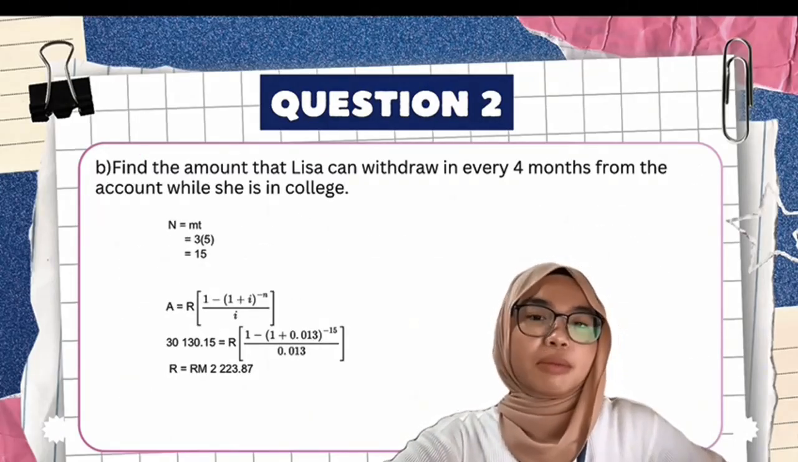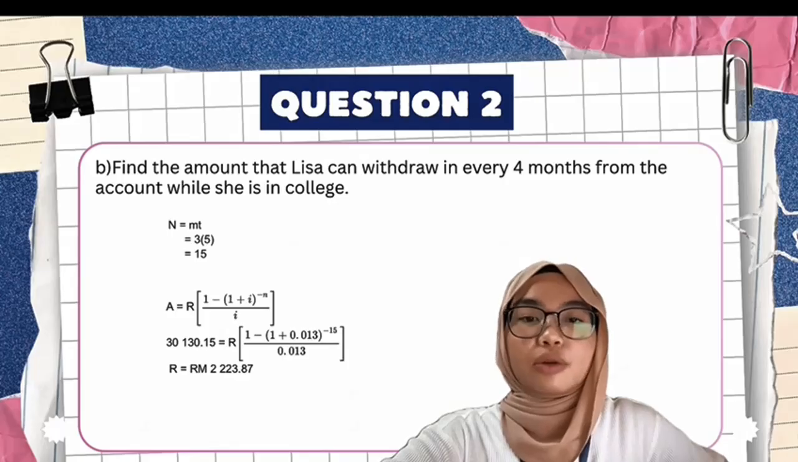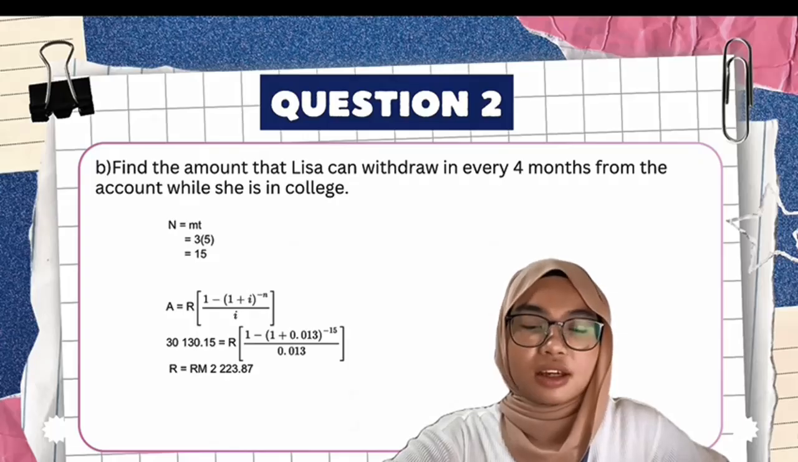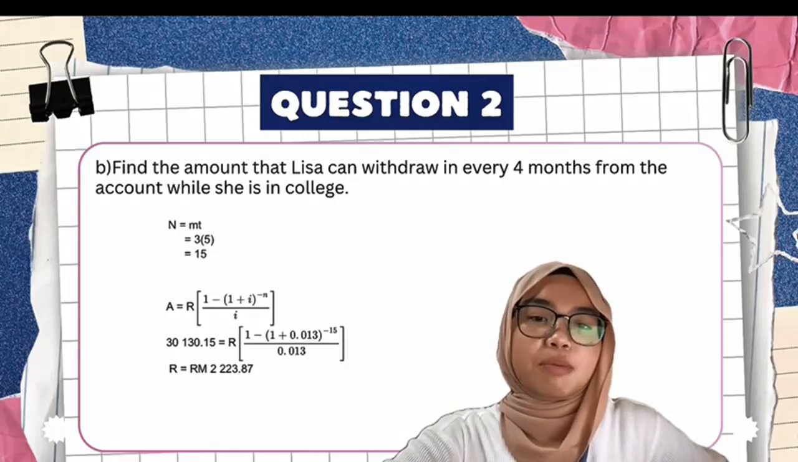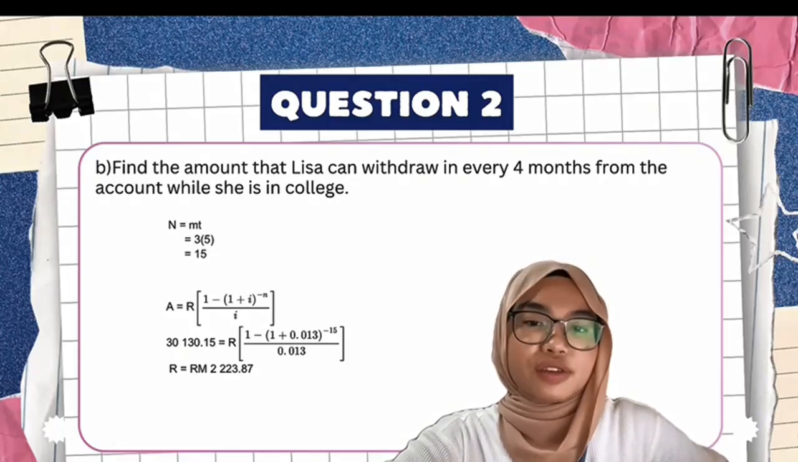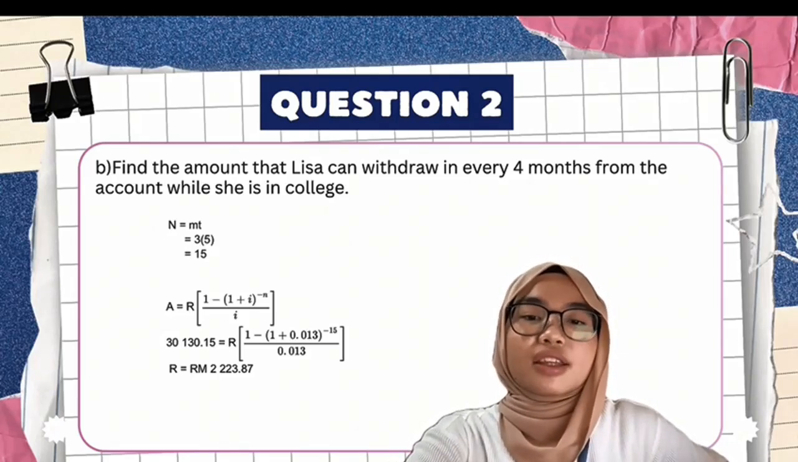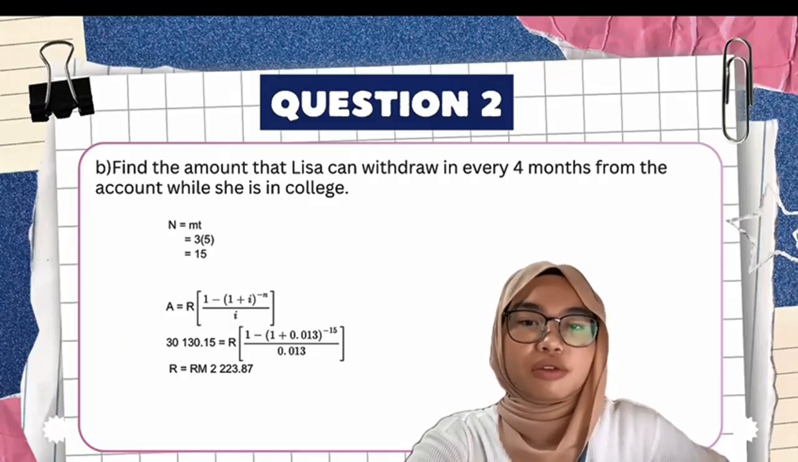Question B. Find the amount that Lisa can withdraw every 4 months from the account while she is in college. The number of compounding periods is first determined using the formula N equals M multiplied by T, where the compounding frequency is 3 and the time period is 5 years, giving a total of 15 periods. The annuity formula A equals R times bracket 1 minus bracket 1 plus I to the power of negative N, over I, is then used to find the periodic payment.